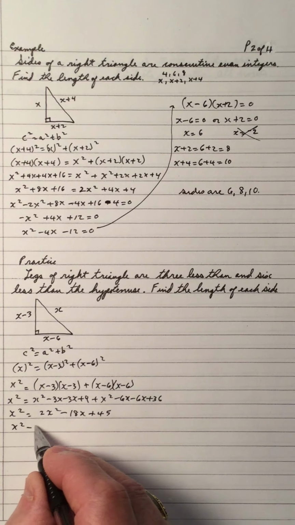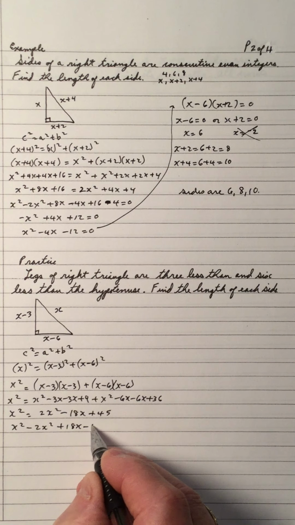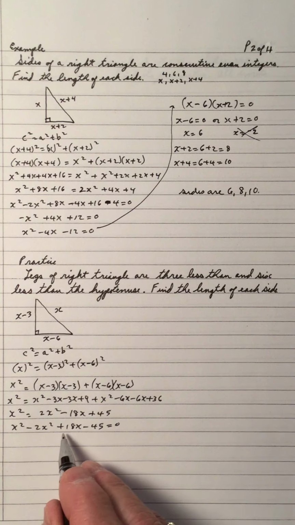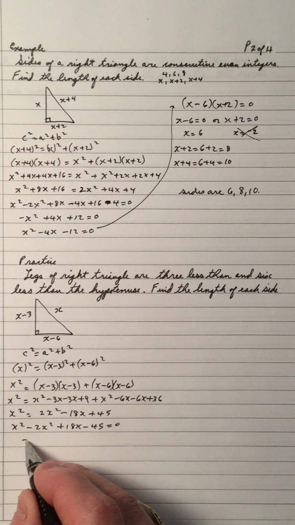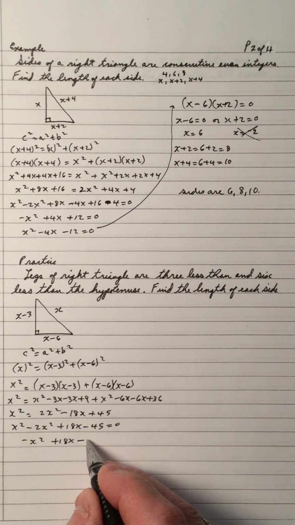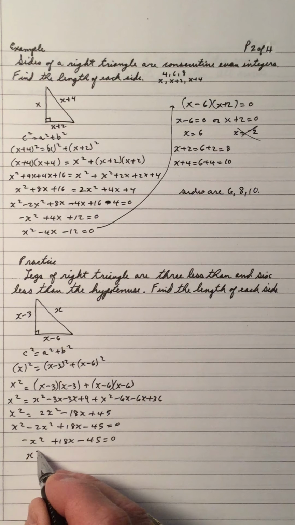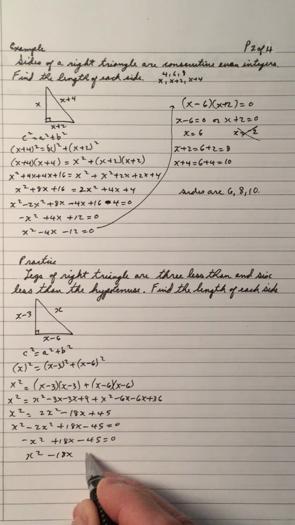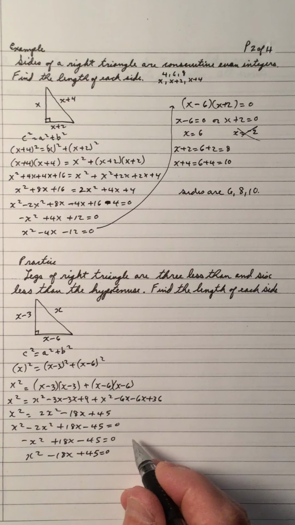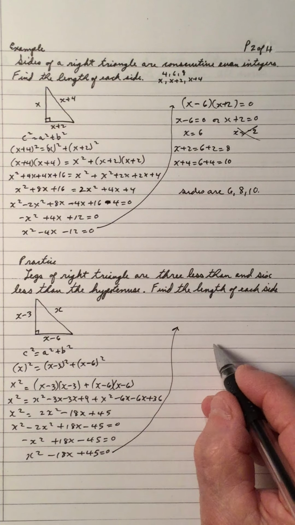And we move them all to the left side. As I do, I change the signs. And we get negative x squared plus 18x minus 45 equals 0. Multiply by negative 1. X squared minus 18x plus 45 equals 0. And that's, let's go up here. Give yourself lots of space.